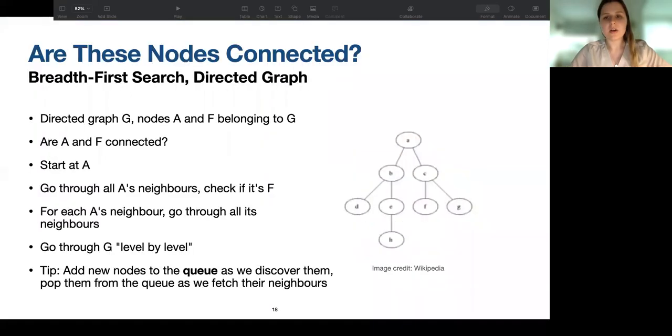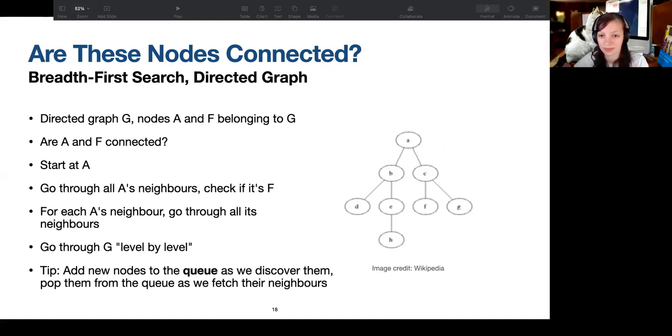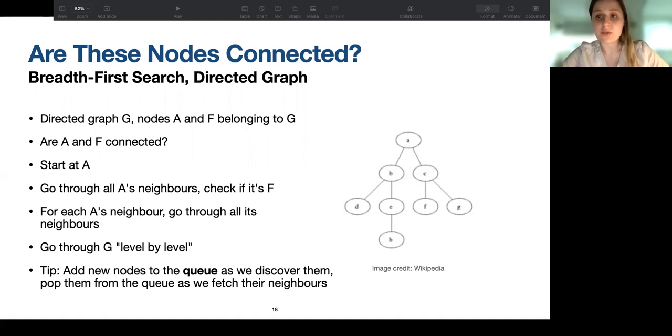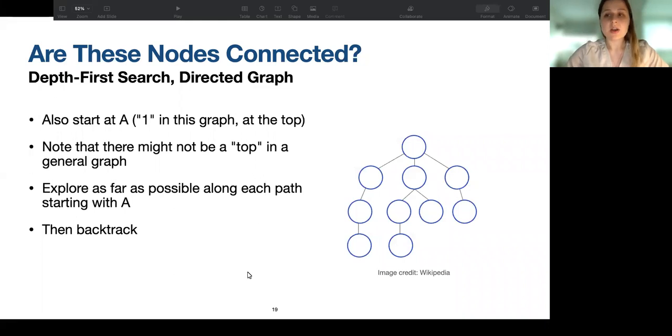Okay, so for example, let's think that we want to find, instead of just checking if the two nodes are connected or not, the shortest path from one node to another node. And in a general graph, there can be multiple paths from one node to the other. If you choose the depth first search approach, there is no guarantee that you will find the shortest path first.